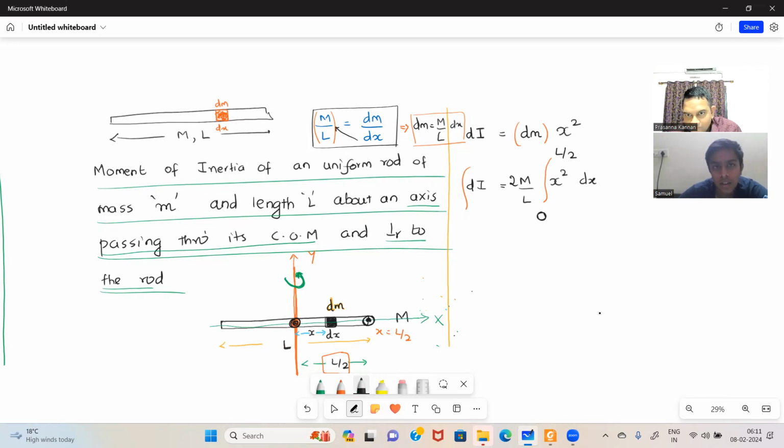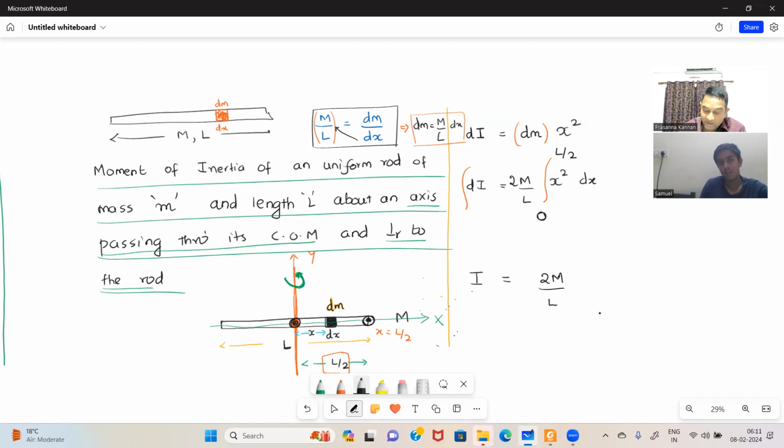Got it? Okay. So the integration of dI is I. When I integrate dI, I get the total moment of inertia I. Did you understand why I multiplied by 2? Yes, sir, for the full rod. Correct.